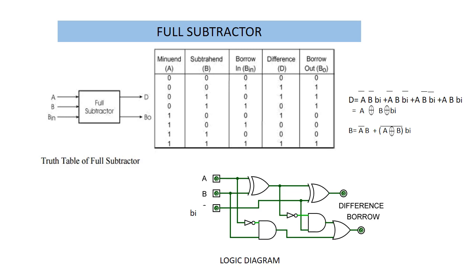And for the borrow bit, small b, we have obtained the expression as A bar B bar Bi plus A bar B Bi bar plus A bar B Bi plus A B Bi. So this expression is obtained from the truth table where the borrow column has all values true, taking the corresponding combination of inputs, which can be further reduced as given in the figure as B is equal to A bar B plus (A XOR B) the whole bar into Bi.